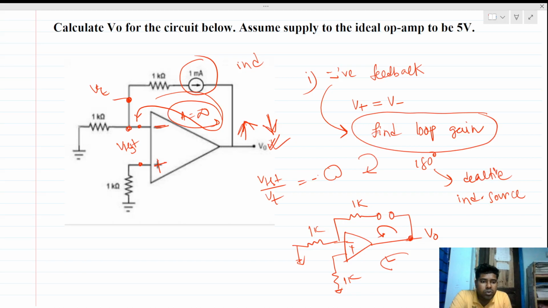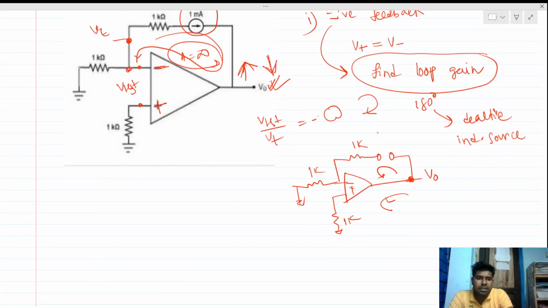Because no part of the output is fed back to the input, to any of these terminals, right? Because this is open and there is no connection. We can see that there is no connection from the output as well. So basically in this circuit there is no feedback present.